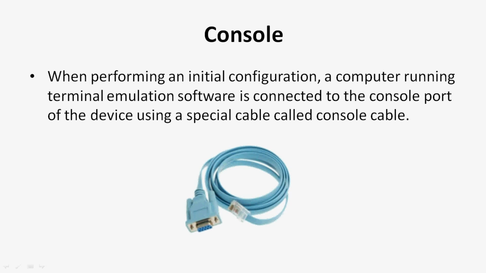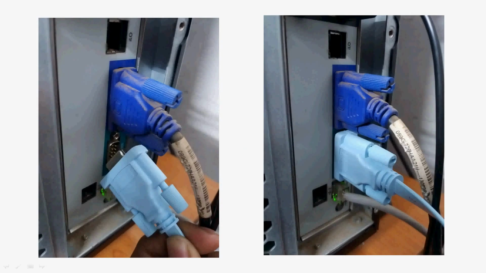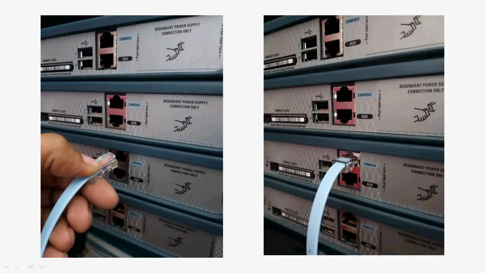And now we will see how this console cable is connected. Here we can see one side of the console cable is connected to the RS-232 male port on the system, and the other end of the console cable is connected to the console port on any intermediary device, so that we can access the IOS using any terminal emulation software.